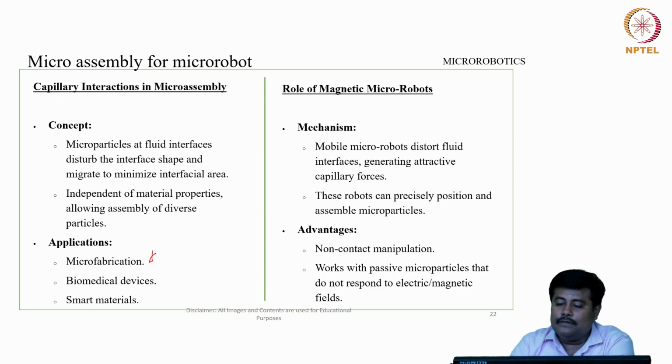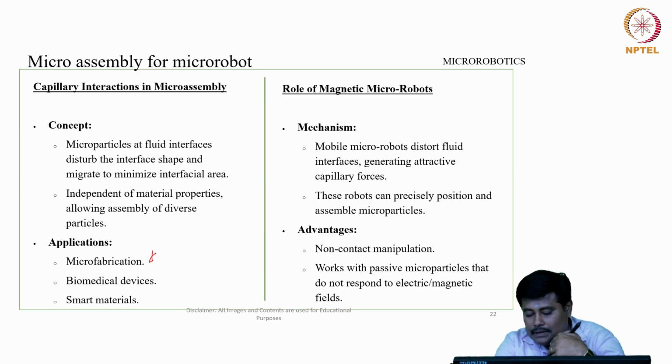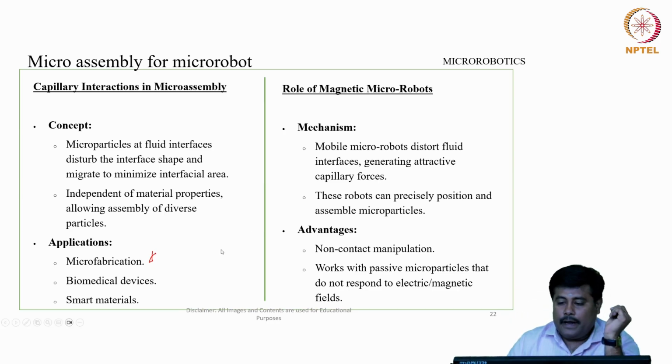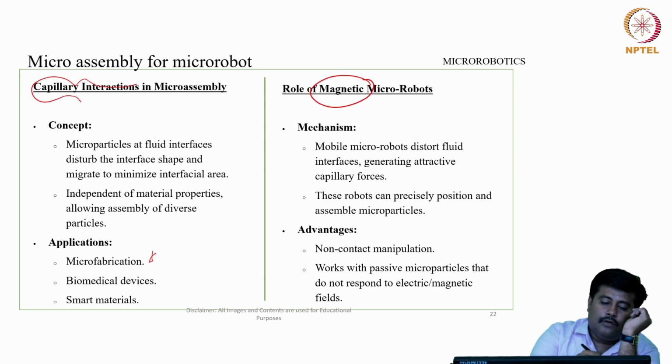Now in similar fashion, let us consider magnetic microrobots. From a mechanism perspective, it's a mobile microrobot which distorts the fluid interface, generating attractive capillary forces. These robots can precisely position and assemble the microparticles. Some of the key advantages involve non-contact manipulation, and it works with passive microparticles that do not respond to electric and magnetic fields. Ideally, this works on the magnetic domain and the other works on the fluid domain.